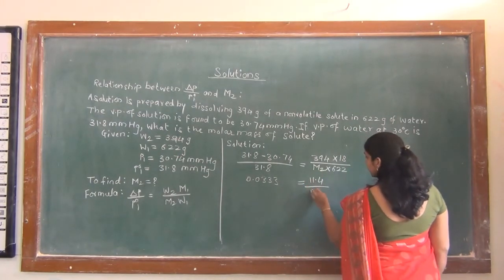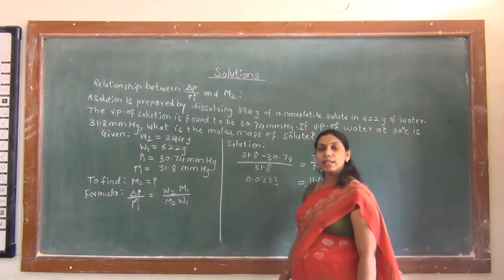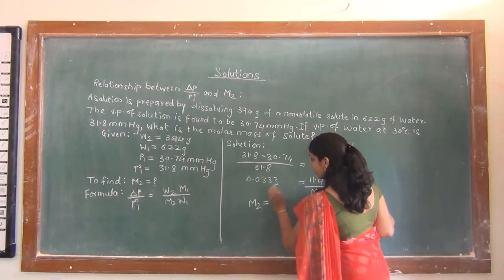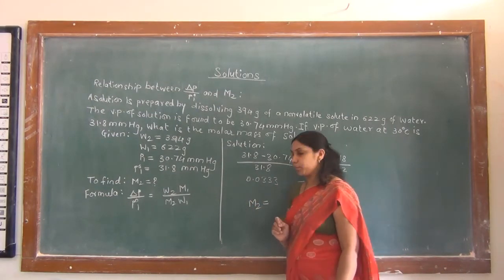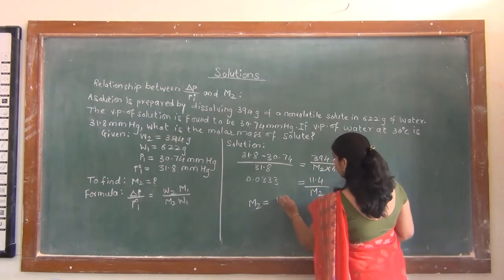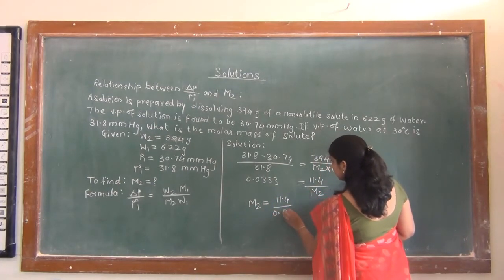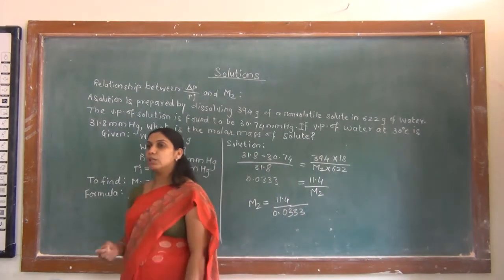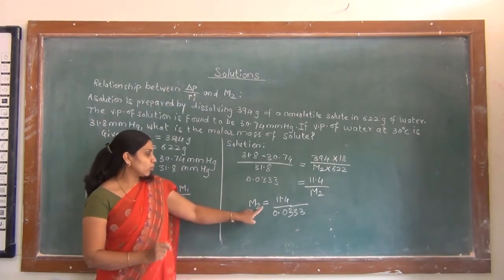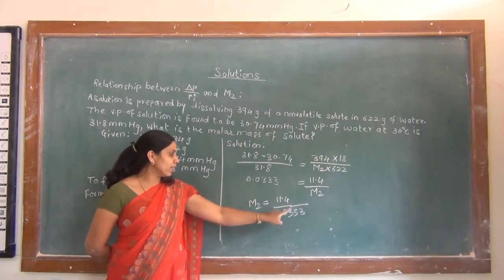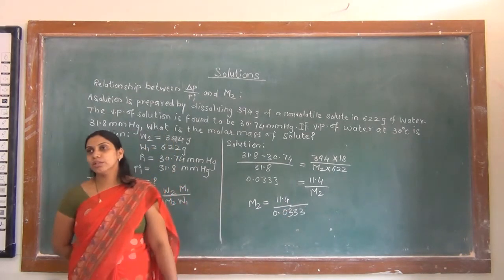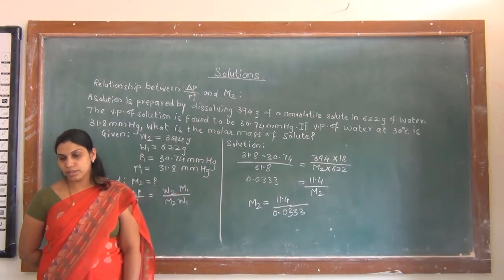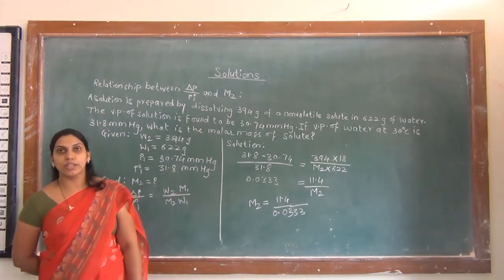And M2 remains as it is. Now we have to calculate M2. We will take M2 on the left hand side. So the equation that is obtained is M2 is equal to 11.4 divided by 0.0333. If you divide 11.4 by 0.0333, the answer obtained is 342.